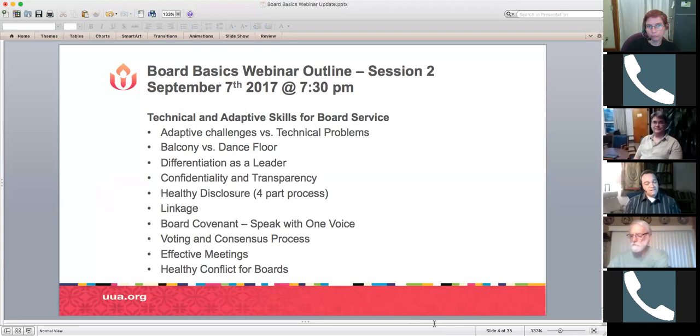We'll talk about confidentiality and transparency, and that is one of the larger problems that many of our congregations face, and we'll explore the difference between confidentiality and secrecy, among other things. Because boards have roles, boards sometimes have to hold some confidentiality, and we'll talk about that dynamic.